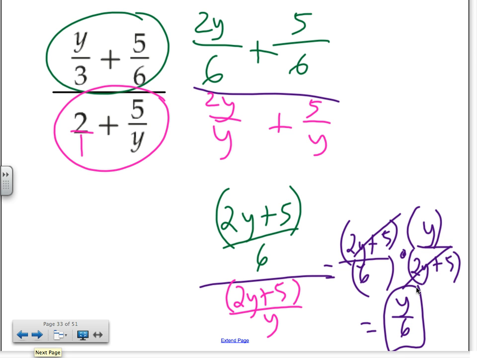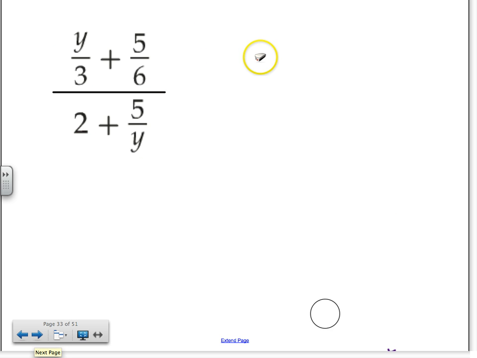Okay, so it looks complicated at first, but you've got to realize what we're doing. Here's the strategy: take care of the top, take care of the bottom, and then we divide by switching to the reciprocal, turning it into times the reciprocal, right? Any question on this problem? No. Easy enough. Okay.